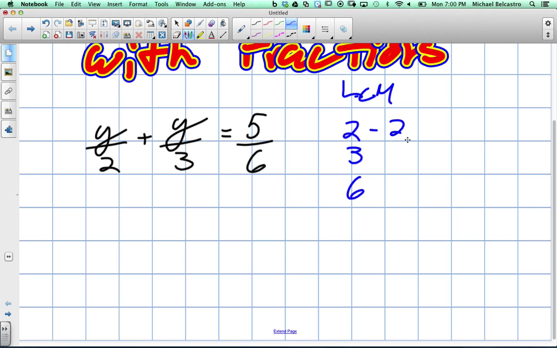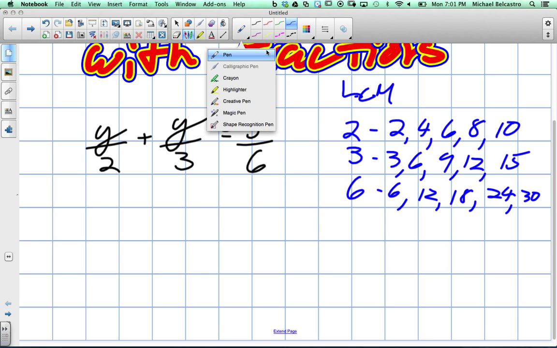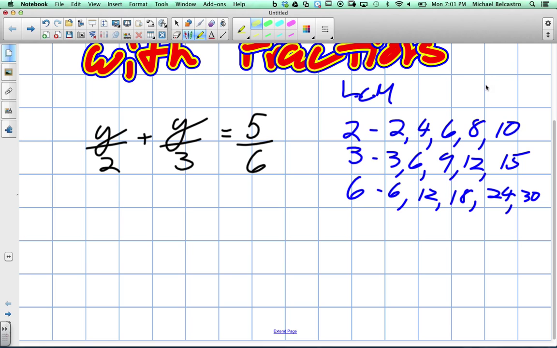So multiples of 2, you got 2, 4, 6, 8, 10. 3, 6, 9, 12, 15. 6, 12, 18, 24, 30. Okay. Can we find a common multiple between all of them? 6. Boom. 6 is best. So in other words, the goal here will be to turn all the denominators into 6.